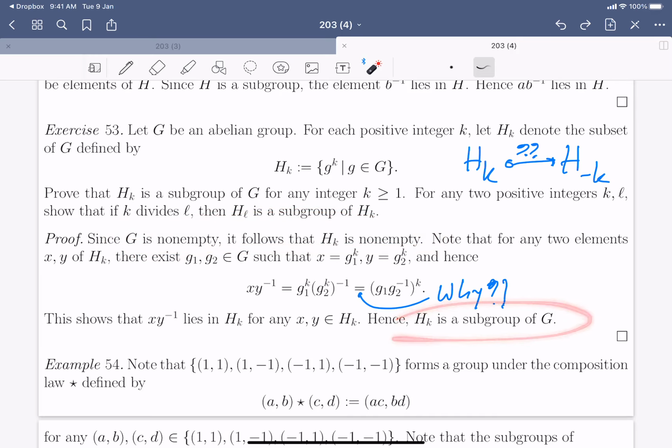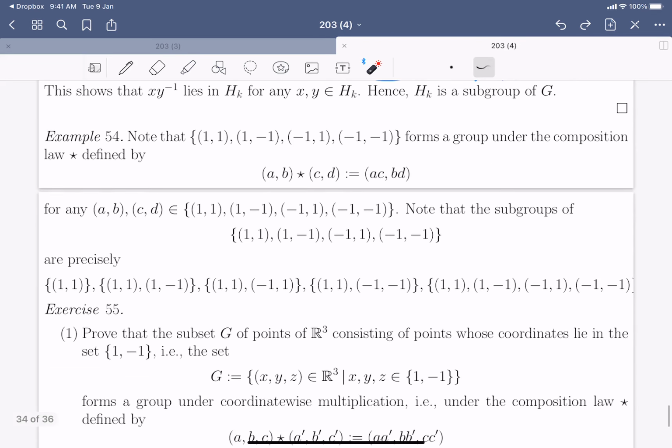So hence it follows that HK is a subgroup of G, by theorem 52. Now you have another example, something that we have already seen, at least in some form. Not exactly this one, maybe, but anyway.